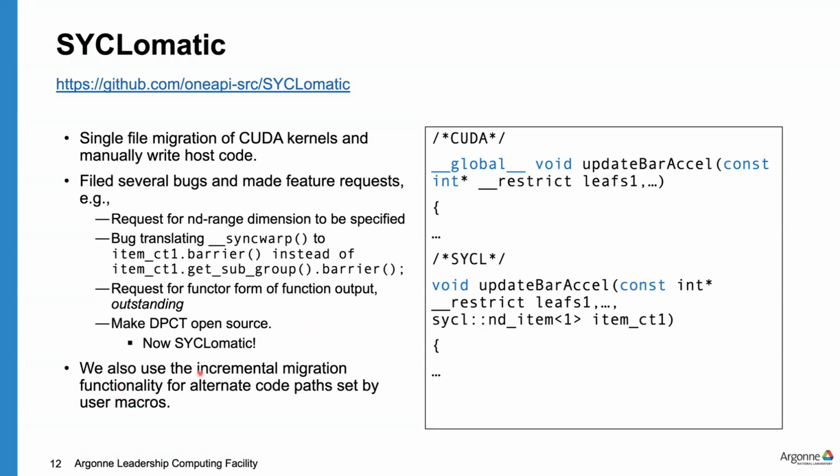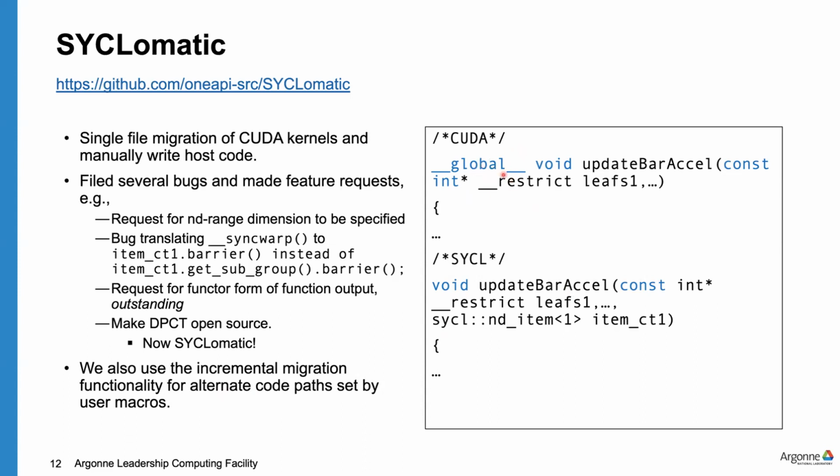We also use one of the new features, incremental migration. So in our code and many codes, user macros often define alternate code paths. SYCLomatic now lets you change some of these macro definitions, rerun the tool, and it will merge the outputs together. So it's a lot easier to handle these user-defined macros.